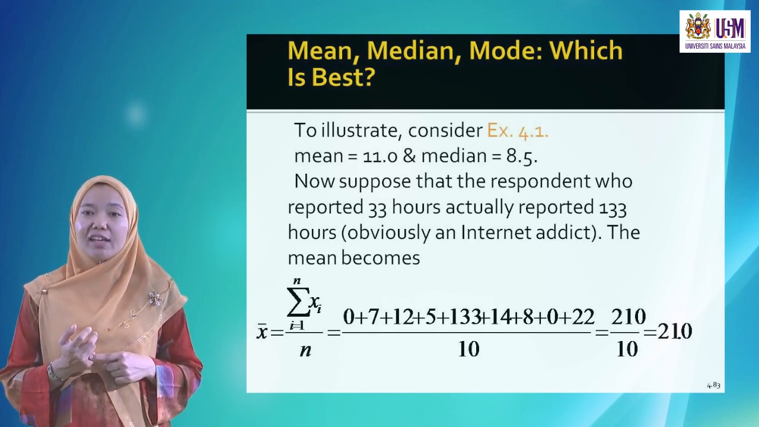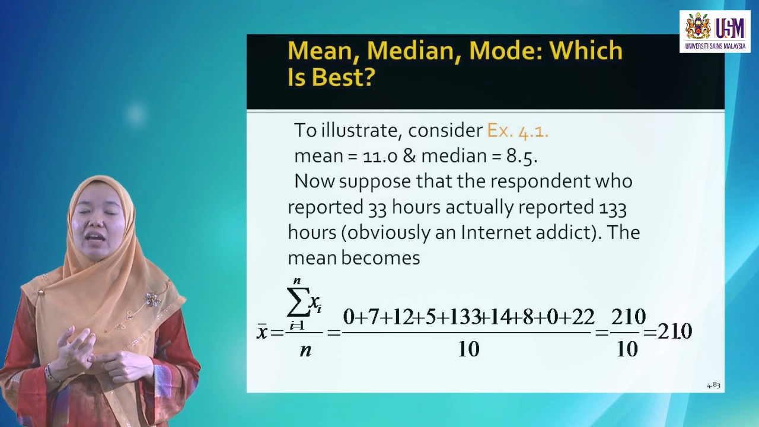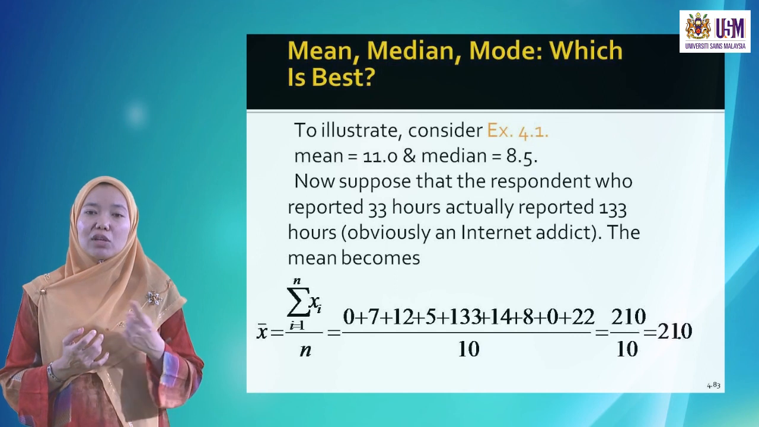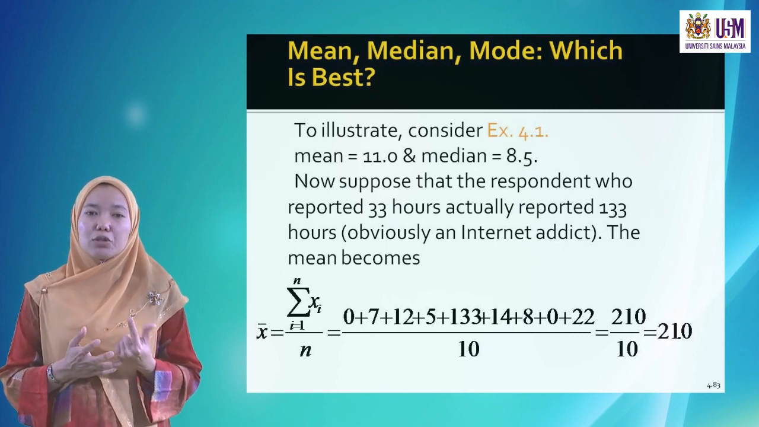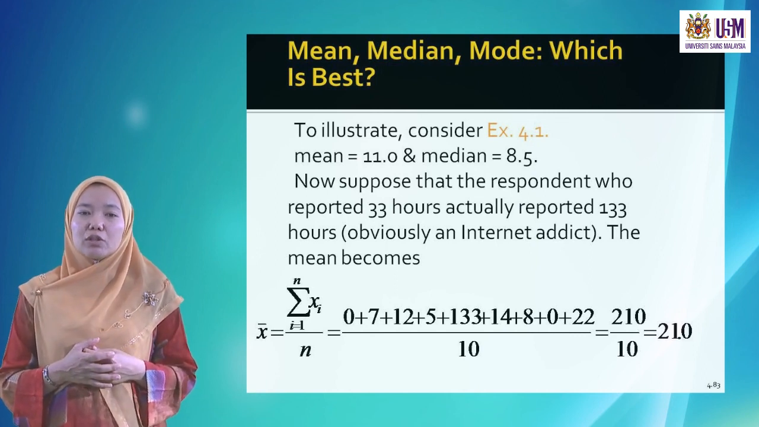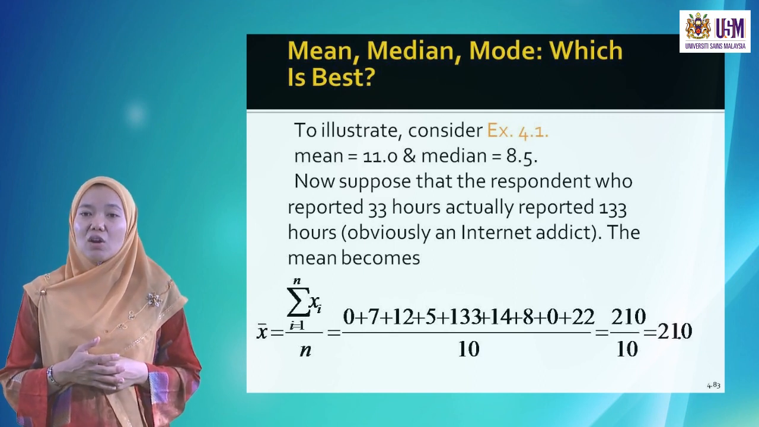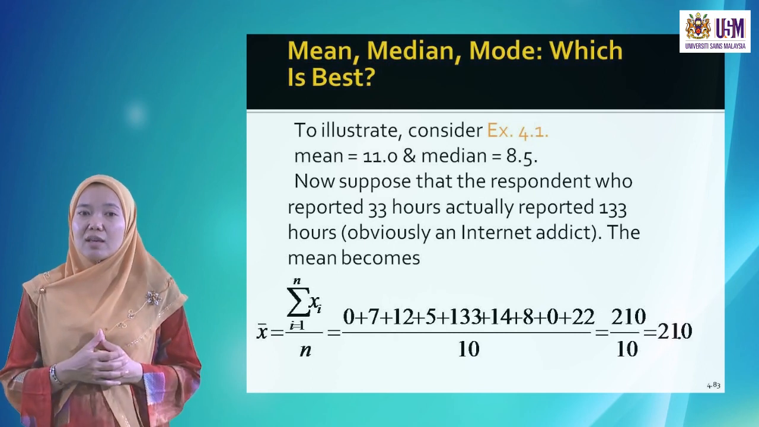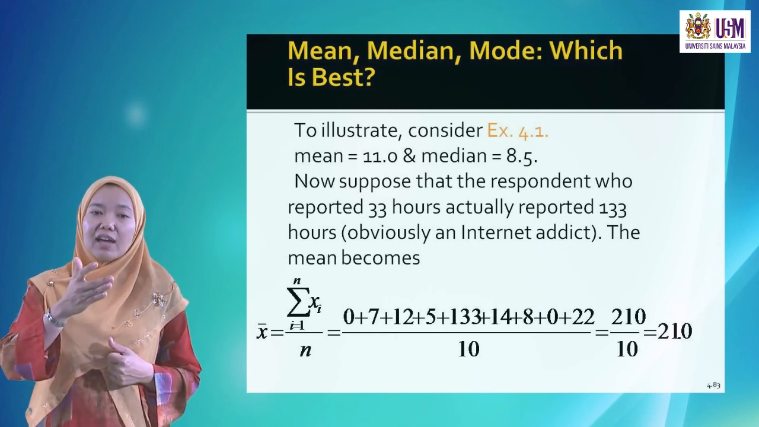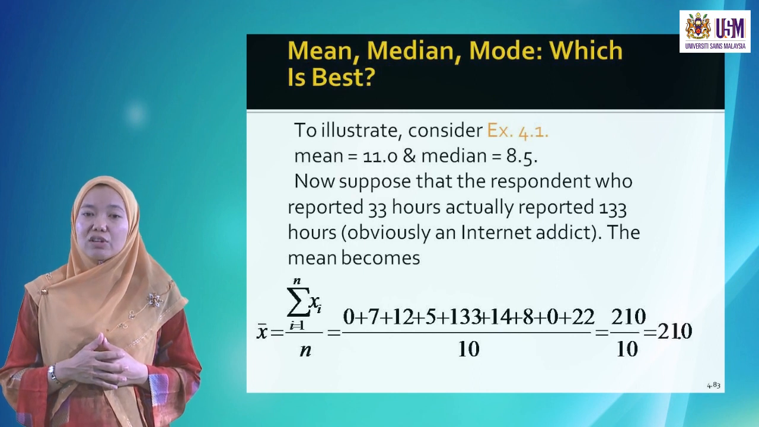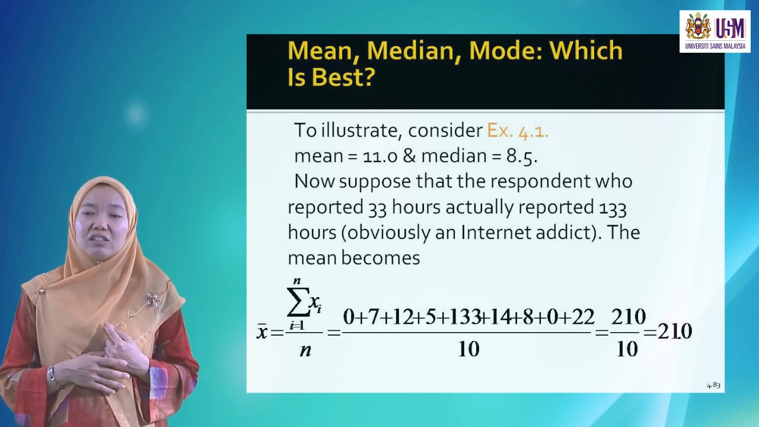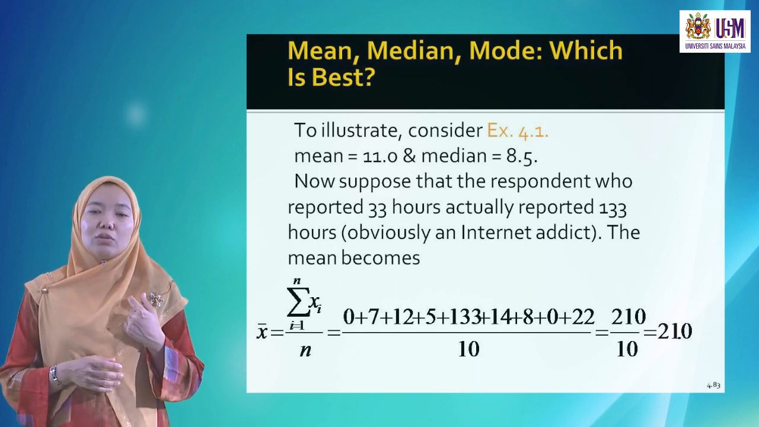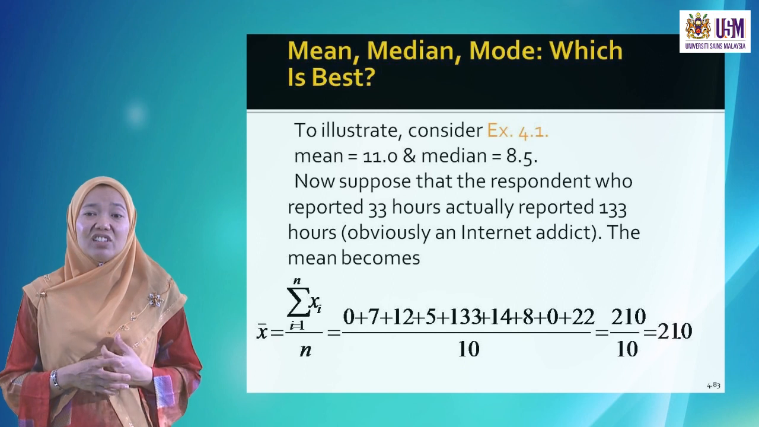Now suppose that the respondent who reported 33 hours actually reported 133 hours. We are talking about computer usage here, so obviously this respondent is an internet addict. Or maybe it's possible that we have a typo in the data entry. So in this case, from the calculation of the mean, as you see on screen, one of the observations was originally 33, and now you make that observation become 133.